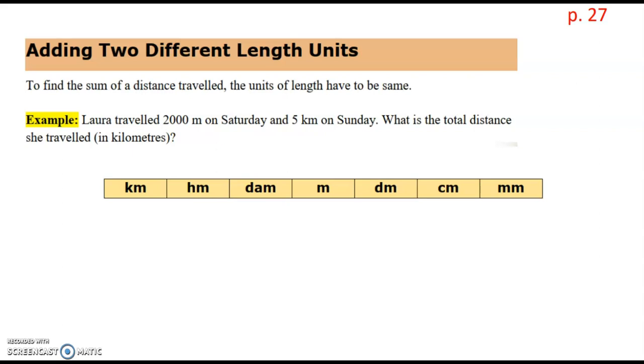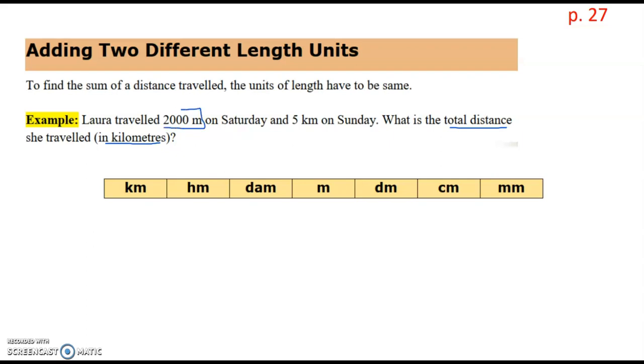Sometimes we're asked to add 2 different length units. We can't do that, so we have to make sure that the units are the same. So for example, Laura traveled 2,000 meters on a Saturday and 5 kilometers on Sunday. What is the total distance she traveled in kilometers? Because the units are different, we're going to have to convert to kilometers.